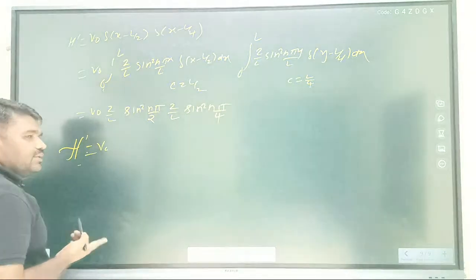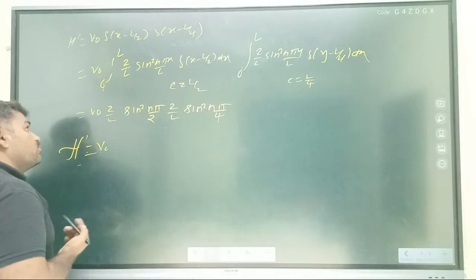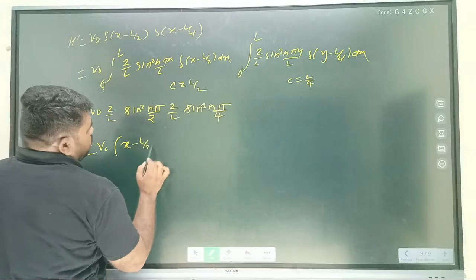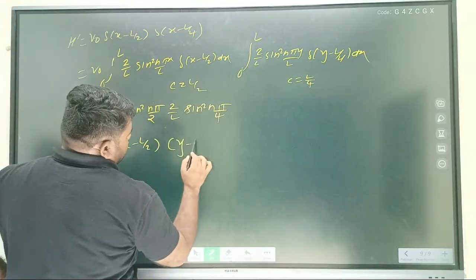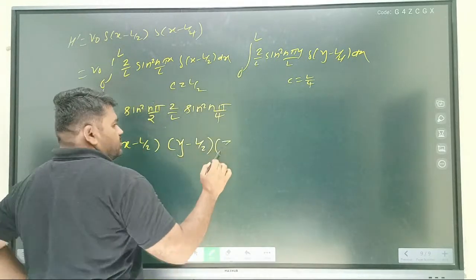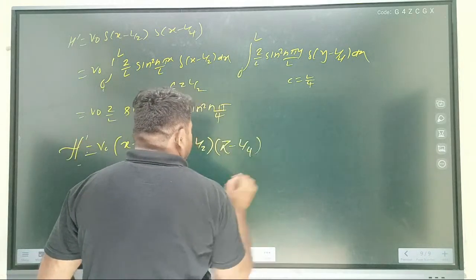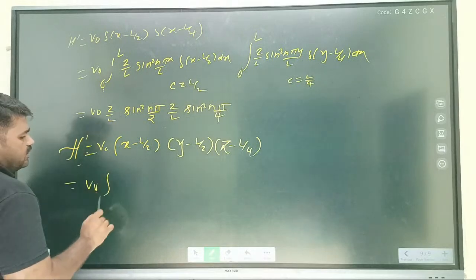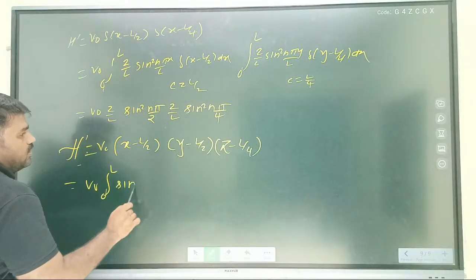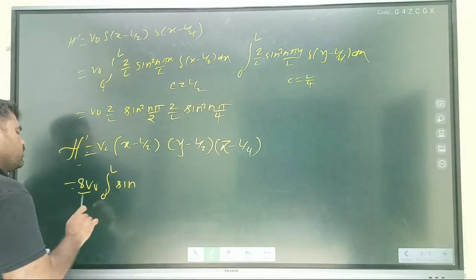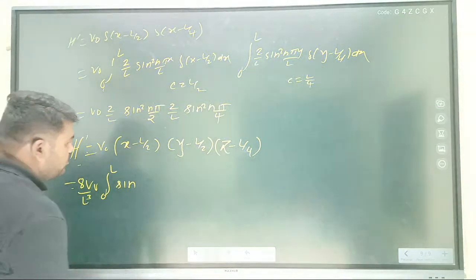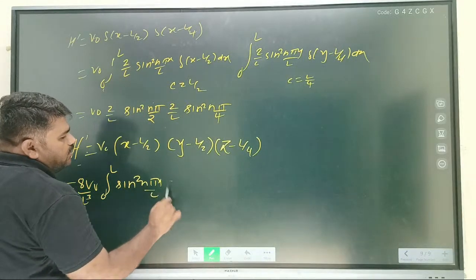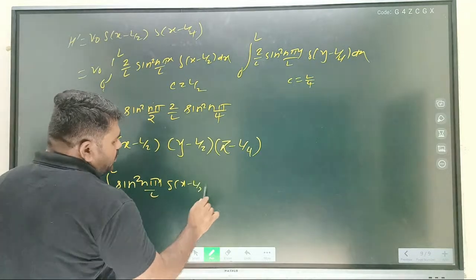Then H prime is equal to lambda or v naught. Here v naught dimensionally we can also write as u naught upon a cube, like that. And what is the modified part? x minus, suppose, L by 2, y minus L by 2, and z minus L by 4. So how will it simply split? This can be written as v naught, 0 to L, sin square, 2 by L, 2 by L, this becomes 8 upon L cube. Clear? Into sin square n pi x upon L into delta x minus L by 2 into dx.